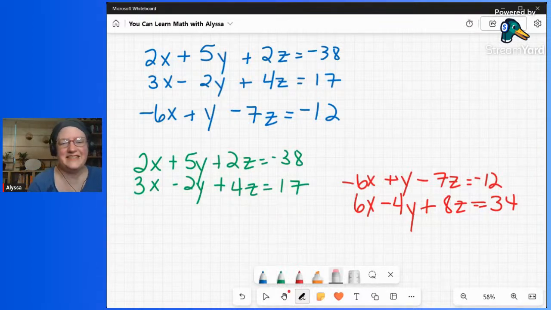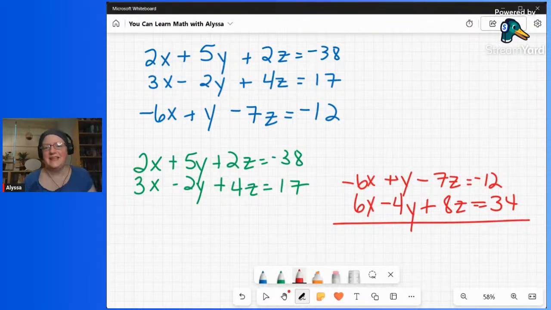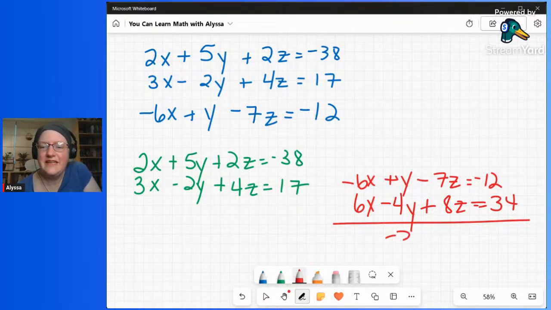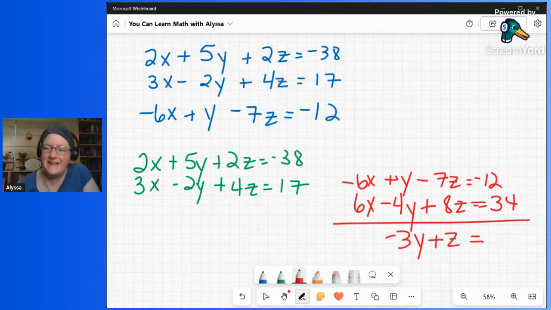Over on the right side, I can add those together now. I didn't change my stylus to an eraser. I can add those together, and the x's cancel out. They are eliminated, thank goodness. The x's are gone. Y plus negative 4y is negative 3y. Negative 7z plus 8z is a positive z. And negative 12 plus 34 is 22.